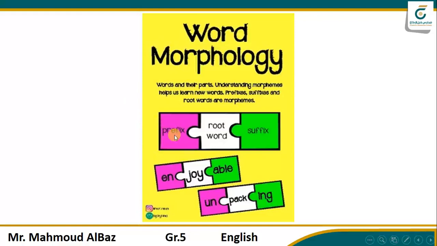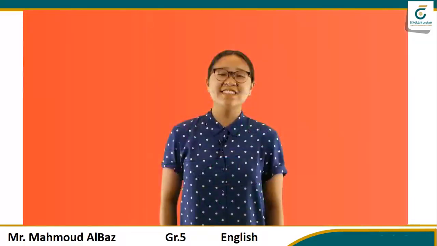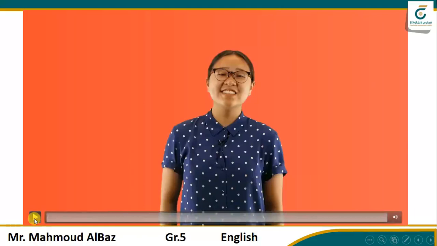So again, the meanings: prefix is a group of letters that attach to the beginning of the word to change the meaning, and suffix is a group of letters that attach to the end of the word to change the meaning. And here are two examples, enjoyable and unpacking. These are two examples. So let's get started, and before we start, watch this video please, and we'll come back again.